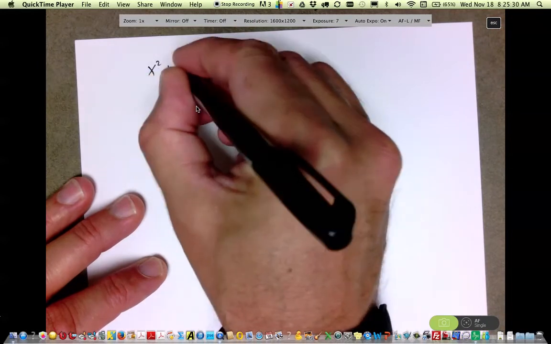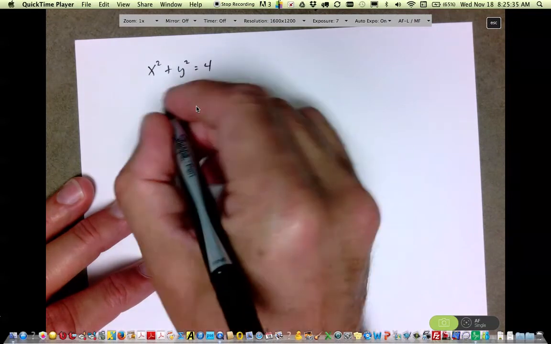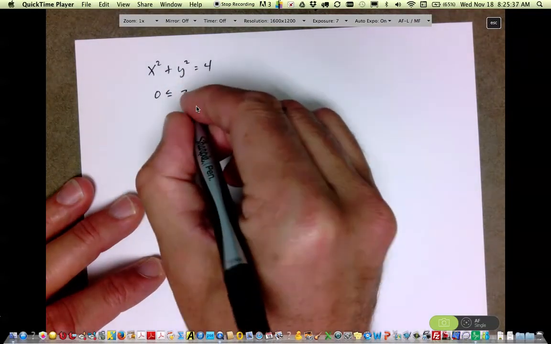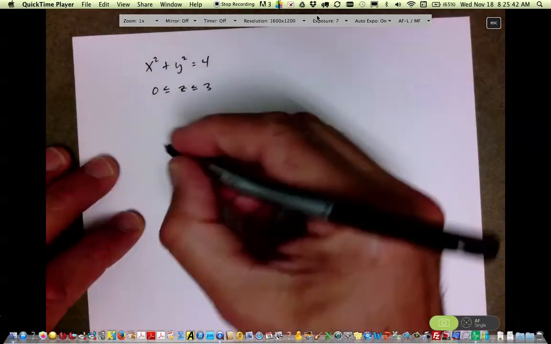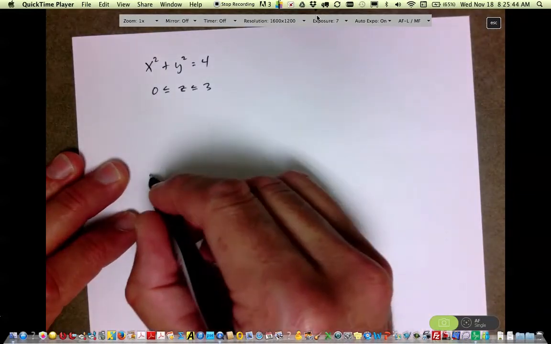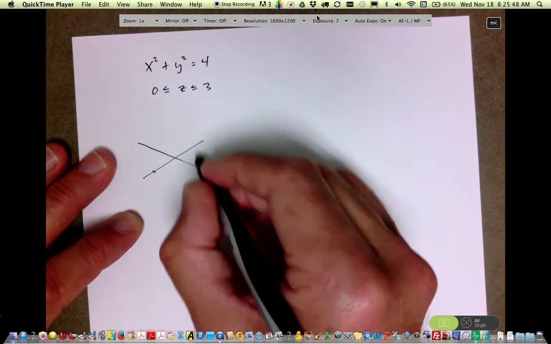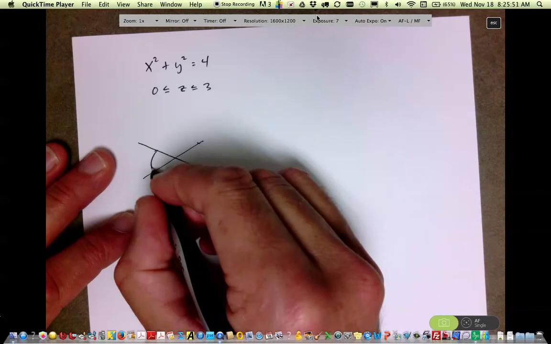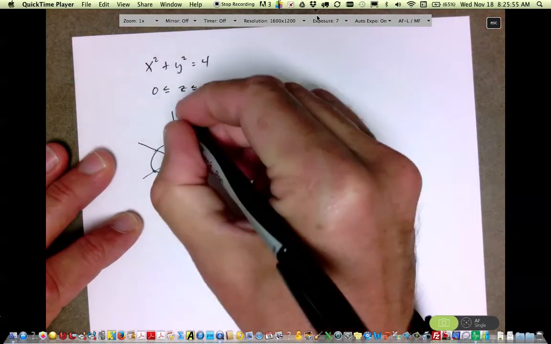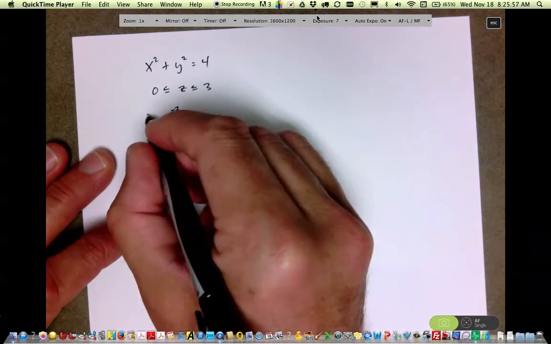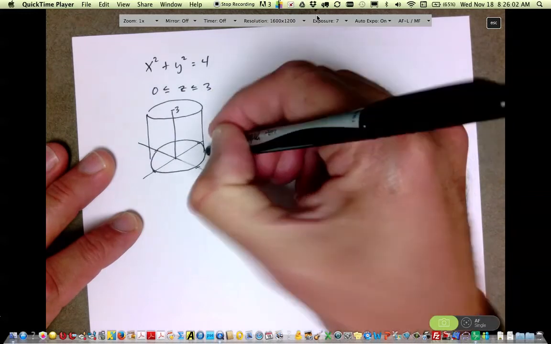We started out with the surface x squared plus y squared is equal to 4, and z was from 0 to 3, right? And this is going to produce exactly that same cylinder. All right, so we get a circle of radius 2 in the xy plane. This cylinder is 3 units tall. So we get a picture that looks something like this.